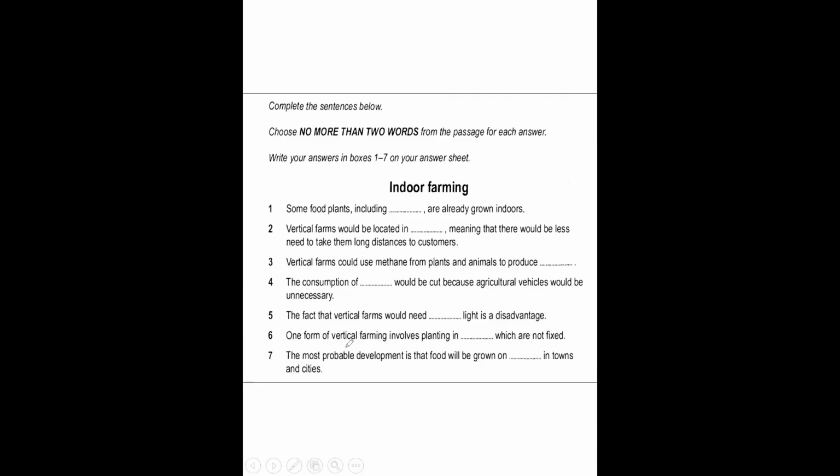Next question. One form of vertical farming involves planting in dash which are not fixed. All of you, if you remember, when we did our skimming, one paragraph had the first sentence as one variation of vertical farming involves something. So one form, one variation are synonyms. By this, you can clearly understand that the answer will be in that paragraph only. Or the other keyword can be something is not fixed. Let's go back to that same paragraph.